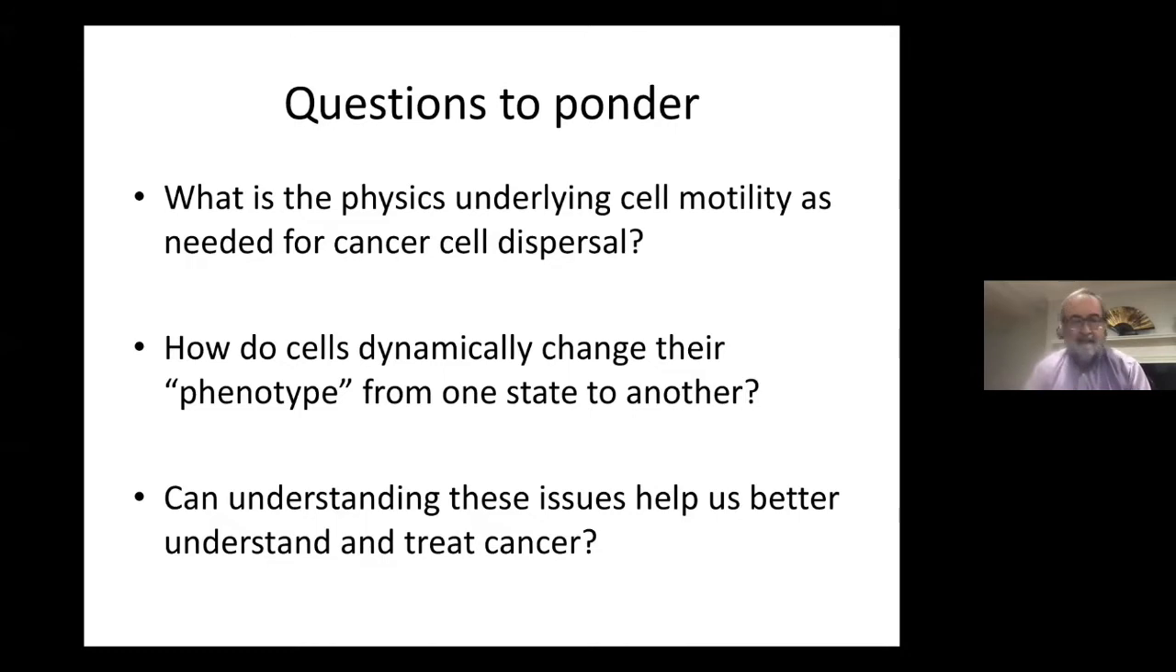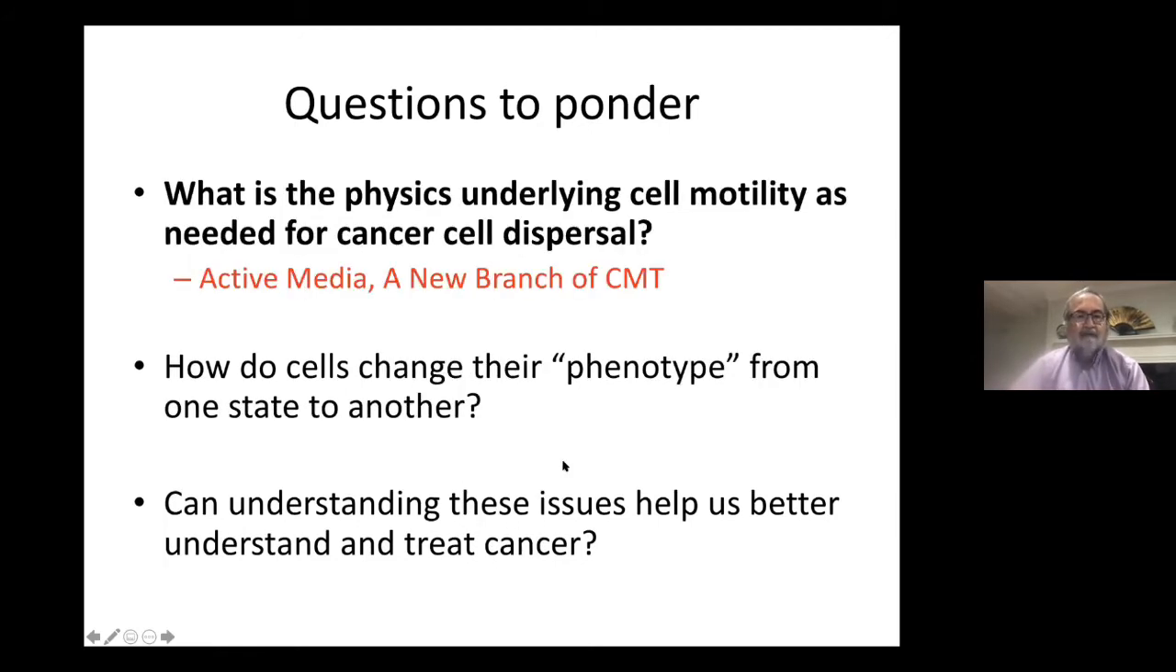And then, of course, fundamentally after all the physics is said and done, one of the issues that motivates a lot of the work in this area is whether a better quantitative understanding, a better conceptual understanding, can help us better understand and treat cancer. So that's going to be the structure of the talk. We're going to talk about cell motility. We're going to talk about phenotypic transitions, and then we're going to talk about how this might be relevant in the actual cancer problem. So let's start with cell motility.